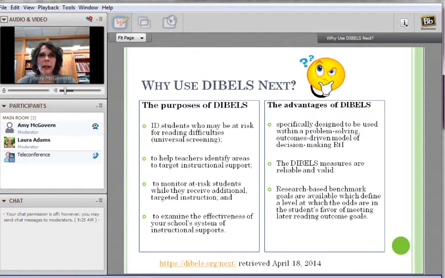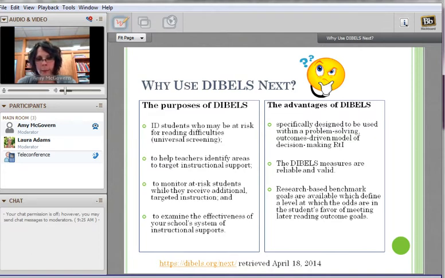And the nice thing about DIBELS and Ames is they're all designed to be very sensitive to small changes in growth, so we can actually measure the impact of our instruction on a much more frequent basis than we can with other ways of testing. And then, of course, we're going to examine the effectiveness of our whole school system just by the percentage of students who might be placing at risk or some risk. It gives us an insight into whether or not our core curriculum is working well, and I'll talk more about that shortly.